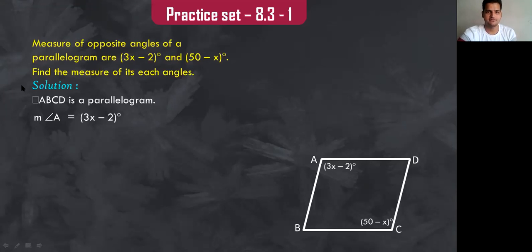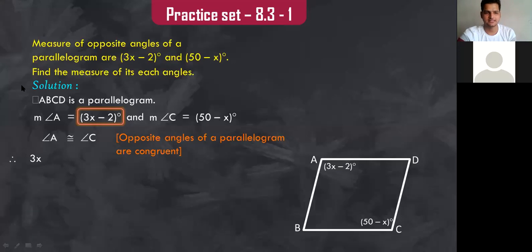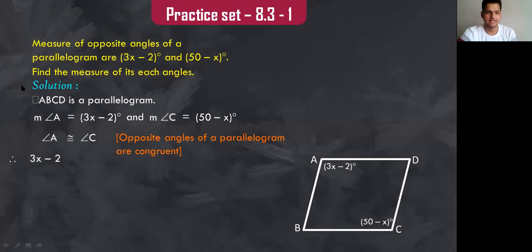So the measure of angle A, that is 3x minus 2, and the measure of angle C, that is 50 minus x, will both be equal to each other, as opposite angles of a parallelogram are congruent. Now let us substitute the values. Angle A, that is 3x minus 2 degrees, is equal to angle C, having measure 50 minus x degrees. Correct?